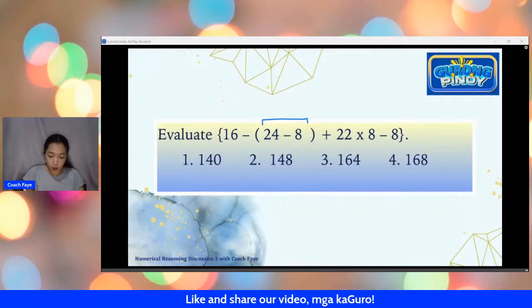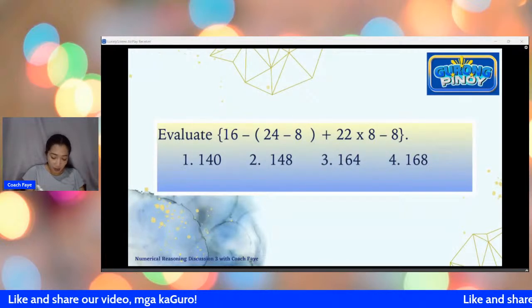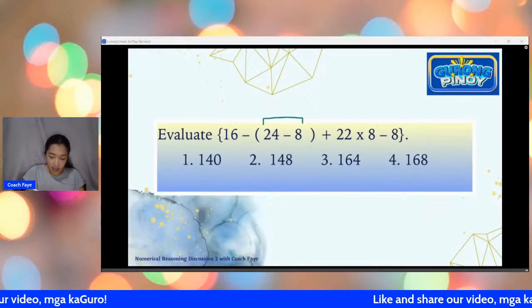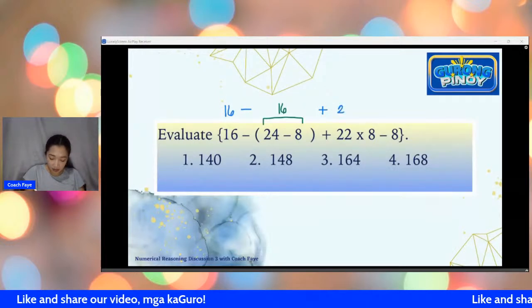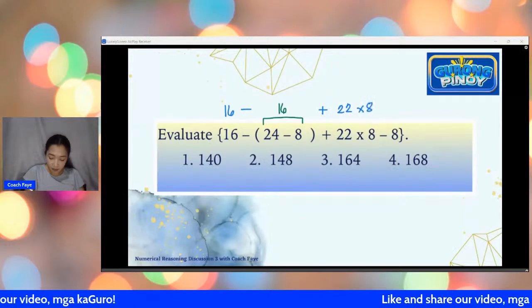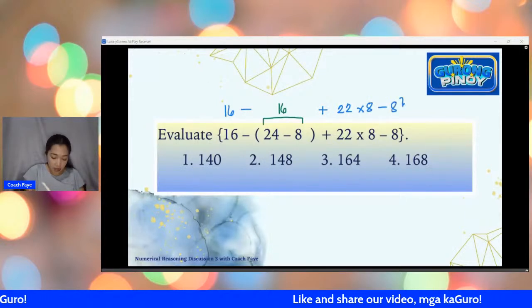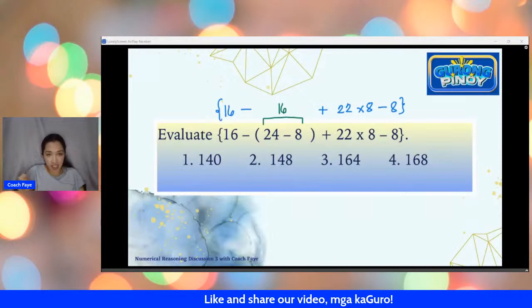And the answer here is going to be, sandali, palitan ko lang po yung kulay. Sandali lang po. So the answer here is going to be 16. Tapos kopyahin ko na lang po yung ibang items na nasa labas ng parenthesis. So mayroon pa tayong bracket dito. Ayan. Brace. Brace po yung tawag dyan.